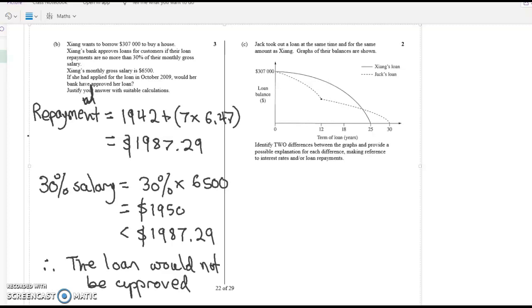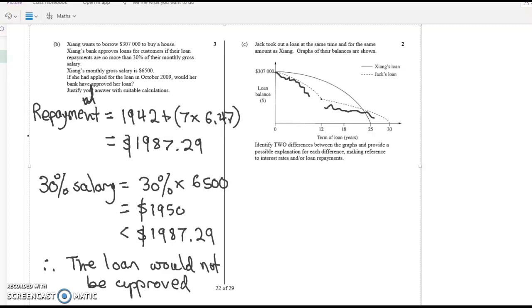It's got this first bit to there for the first 12 years and then another bit to the end, and those two parts show some sort of change in the way that the loan's being paid off. So the question asks us to identify two differences between the graphs and provide a possible explanation for each difference.